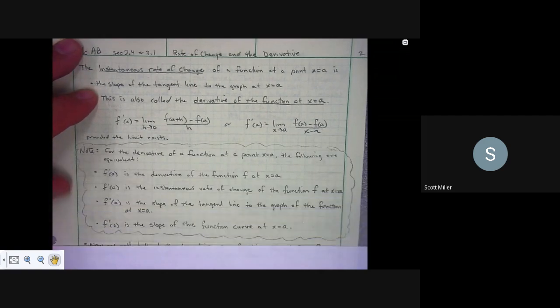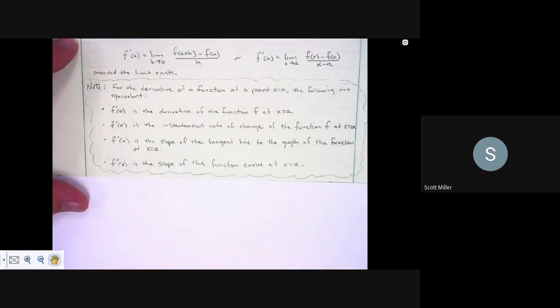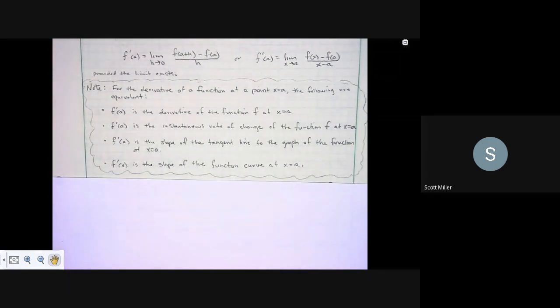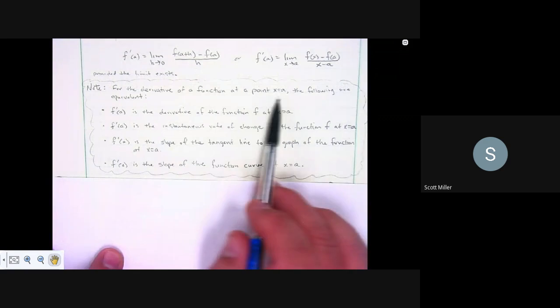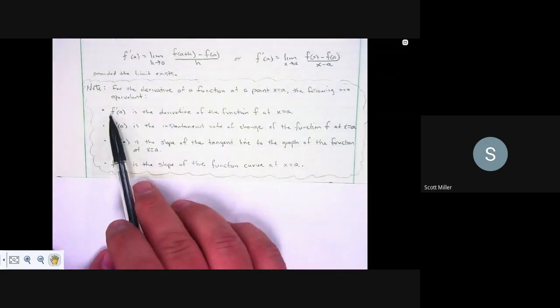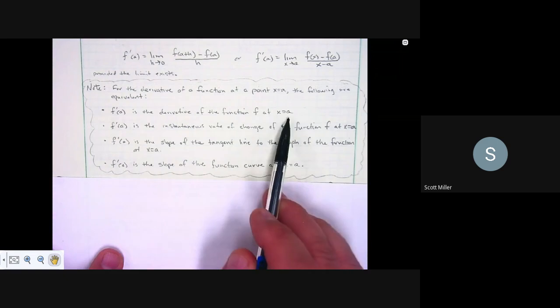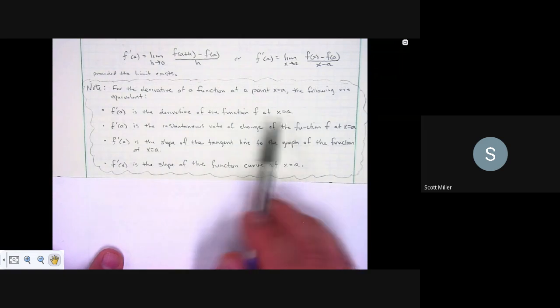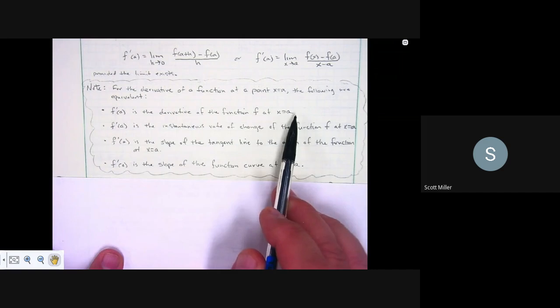All right, so here is some other things. This is a keynote. A lot of times they will talk about all these things interchangeably, so you need to be familiar that when they talk about any one of these things, they're talking about all of these things. For the derivative of a function at a point A, the following are equivalent. The derivative of a function at A, that's what this means. When you see that symbol, it is the derivative of a function f at A.